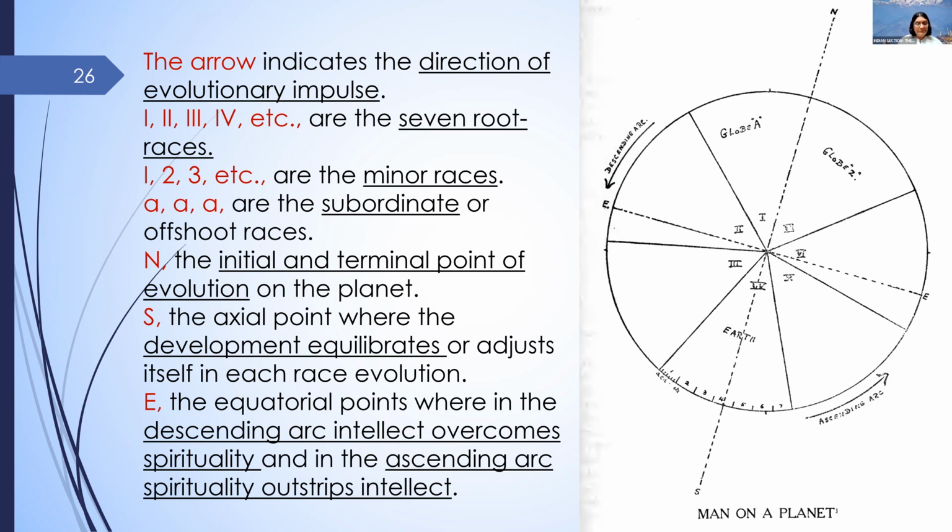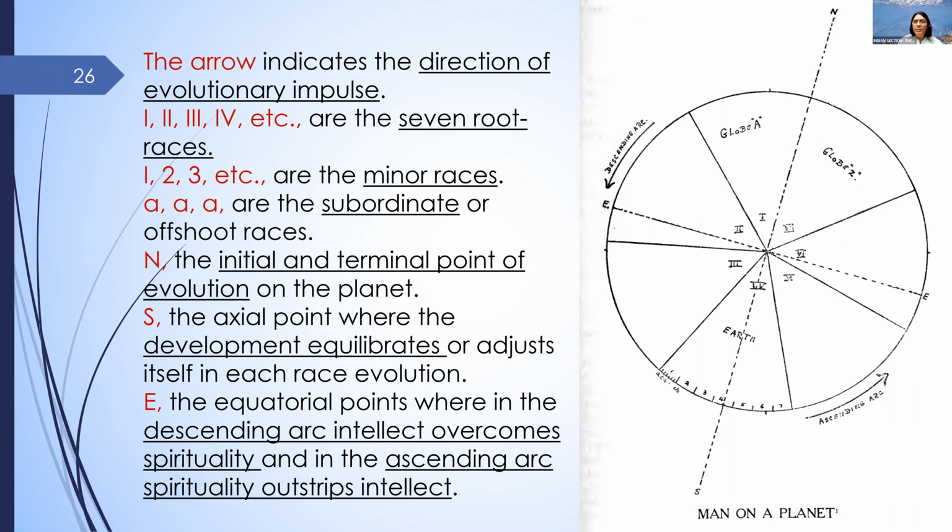Now, the additions which Mahatma Ji made in this diagram, he considered it for one entire Manvantar. That means all the 7 globes in one round. Therefore, at the top part where point N is given, he has written globe A. So this entire circle is one complete round, and each sector of the circle, which is given by the Roman number, it indicates one globe.